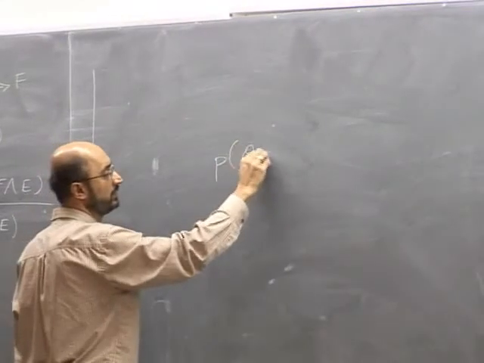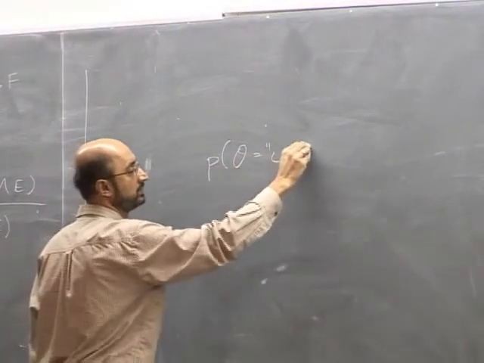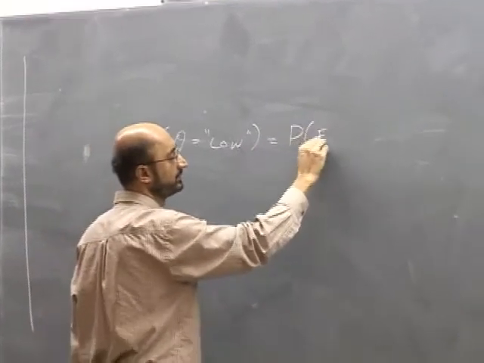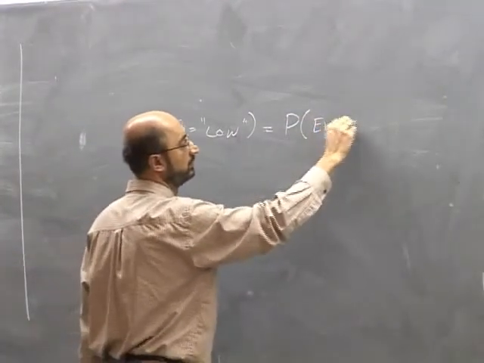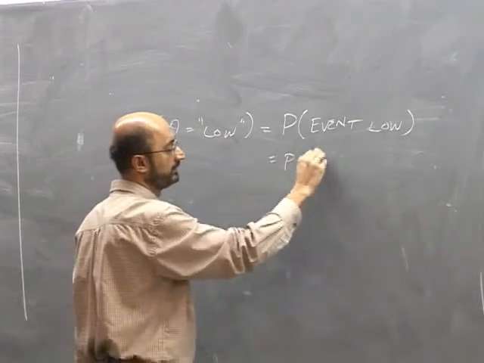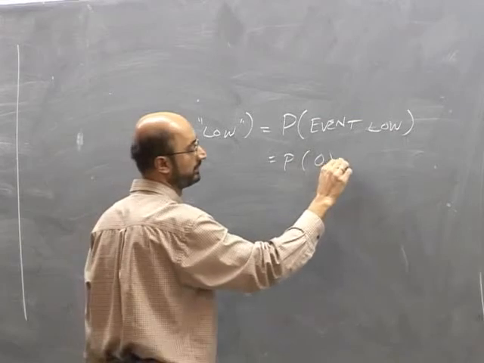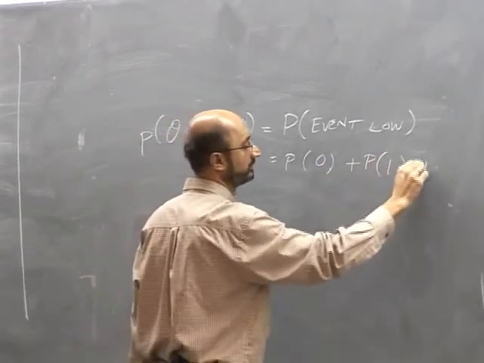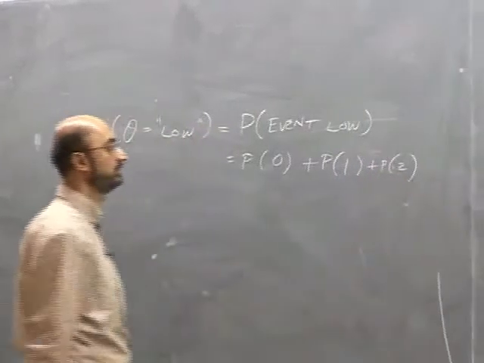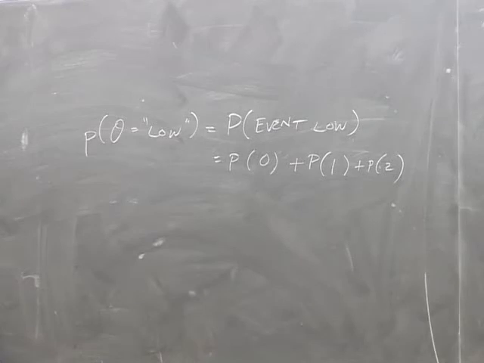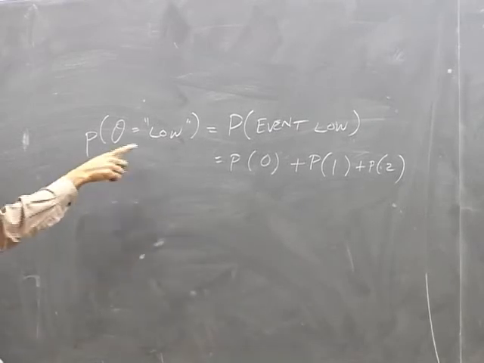So the small p probability that O equals low is equal to the capital P probability of the event low, which is going to be capital P of either 0 or the outcome applied, because it's mutually exclusive, P1 plus P2. That's the probability of the random variable O being low.